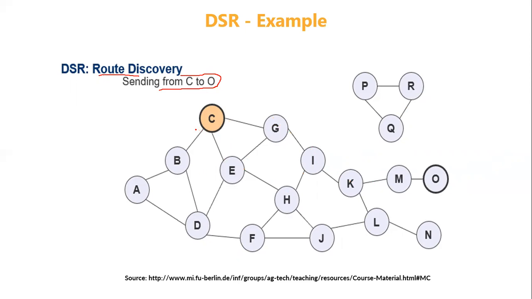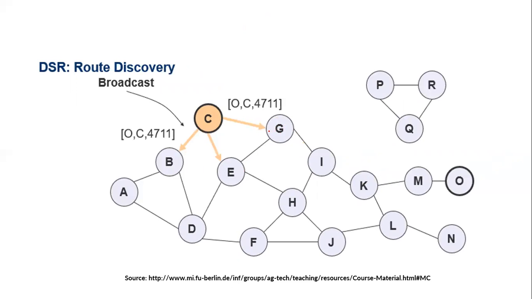First C will broadcast. The broadcast will be received by B, E and G. The destination is O, starting from C, and this is the ID. Now B, E and G will check whether it's a duplicate packet or not. No. Are they the destination? No. So again they will broadcast.